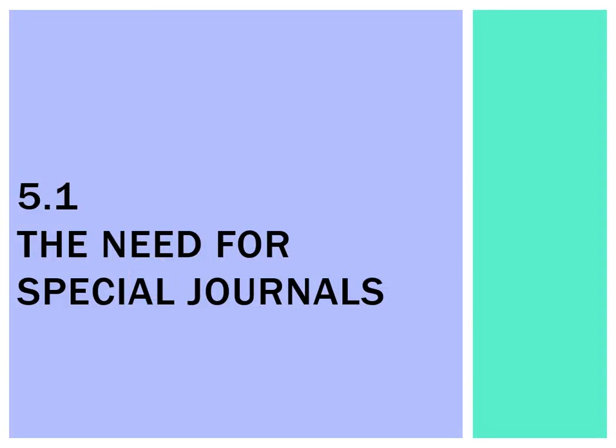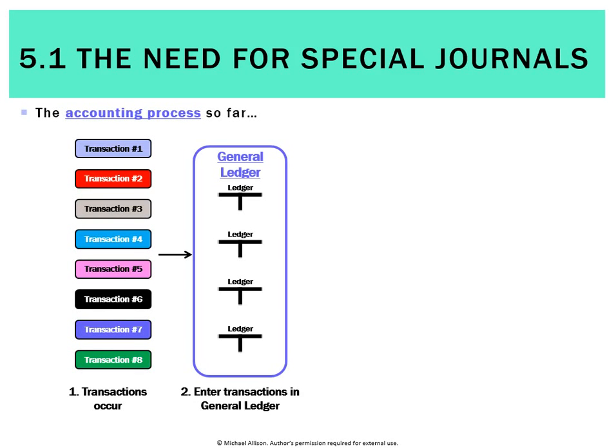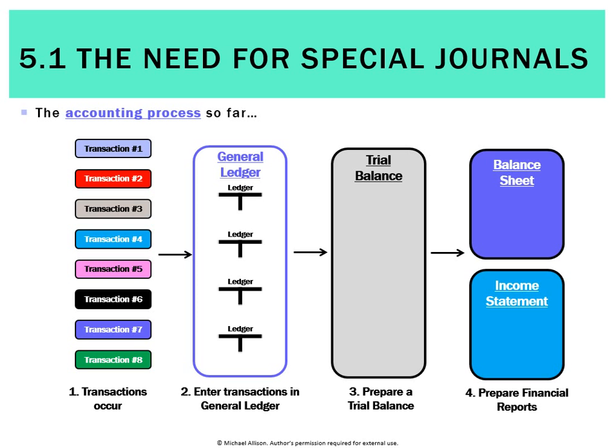Chapter 5 is all about special journals, so we need to figure out what the point of them is. At this point, here's our accounting process. Transactions happen, and we've been putting them in the general ledger in our T accounts. Then we do a trial balance to make sure our debits equal our credits, and then make a balance sheet and an income statement as our financial reports.